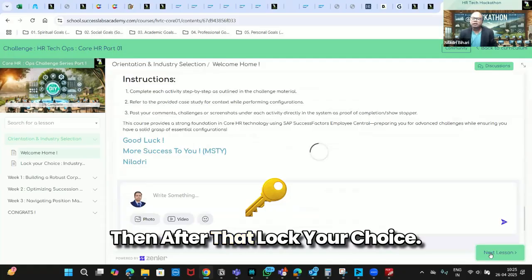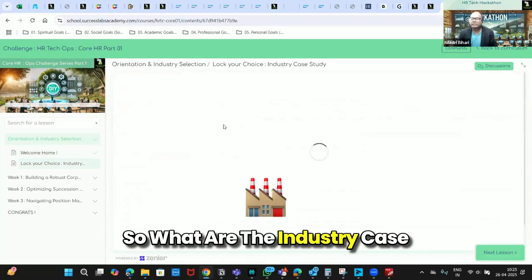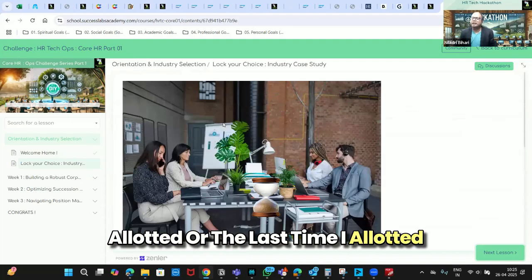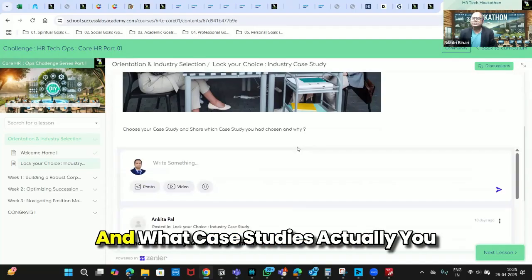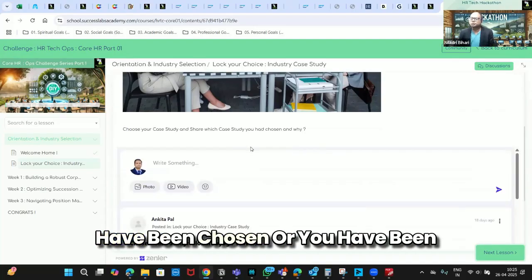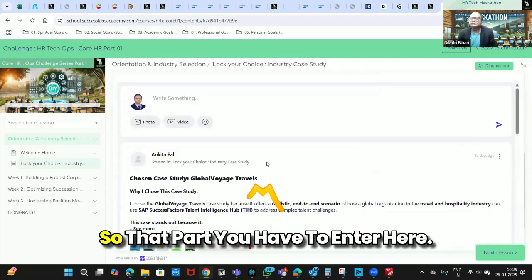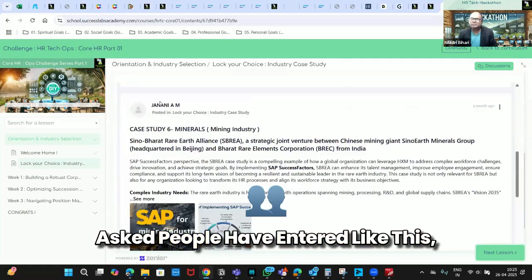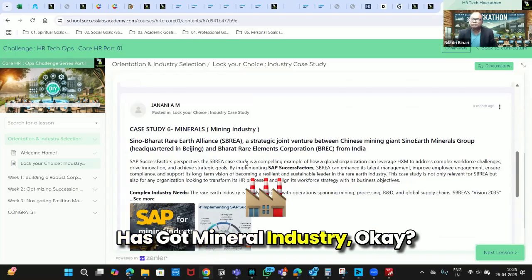Then after that, lock your choice. Here, whichever industry case study you have been allotted, or chosen, you enter. Last time I allotted and people chose, but this time I tried to be a little more innovative. Whatever case study you got from the spin-the-wheel contest, you have to enter here. Last time I also asked, and people entered like this. Which student can you see? Janani has got the mineral industry.